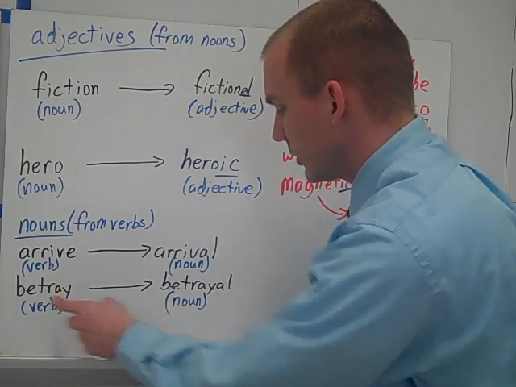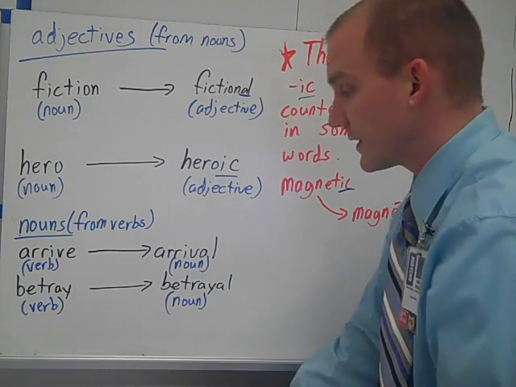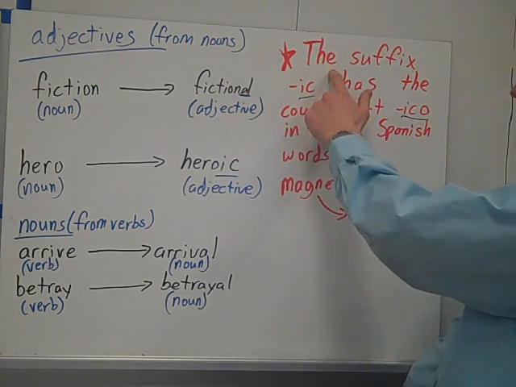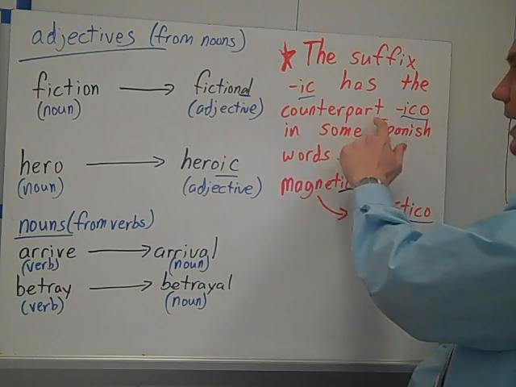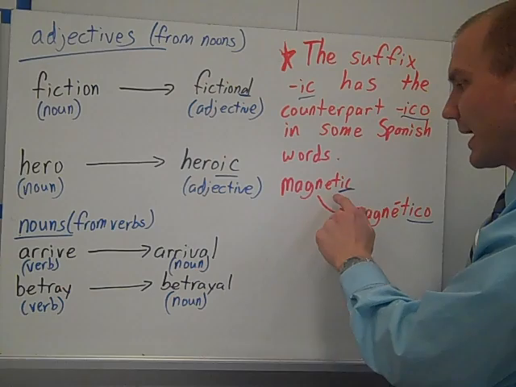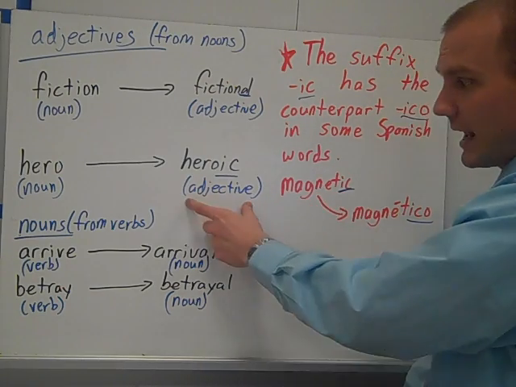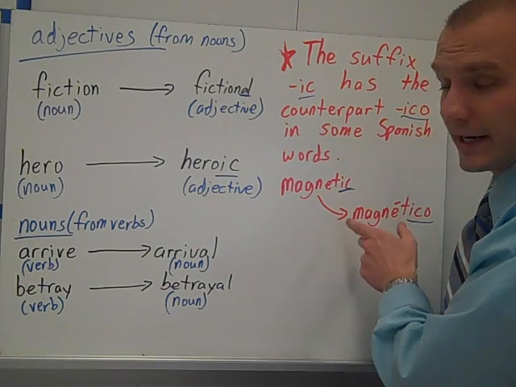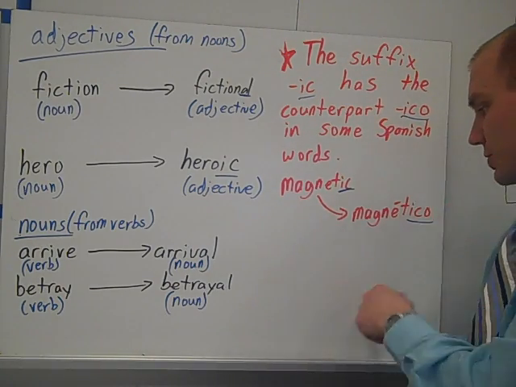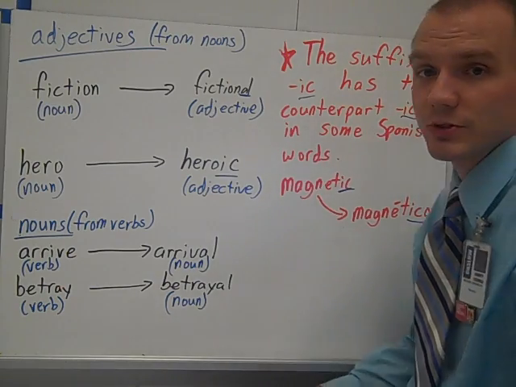And that is how the verb changes to a noun and how the noun changes to an adjective using the suffixes for this week. Just a little quick aside is the suffix ic has the counterpart ico in some Spanish words. So like magnetic has ic, having to do with a magnet, is an adjective from the noun magnet, magnetic, becomes magnético in Spanish. So just that same little suffix there becomes ico when you change languages.